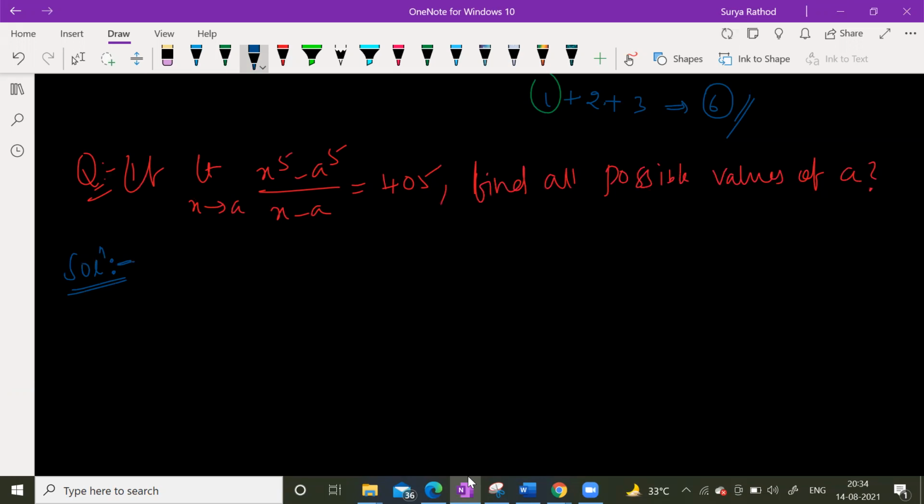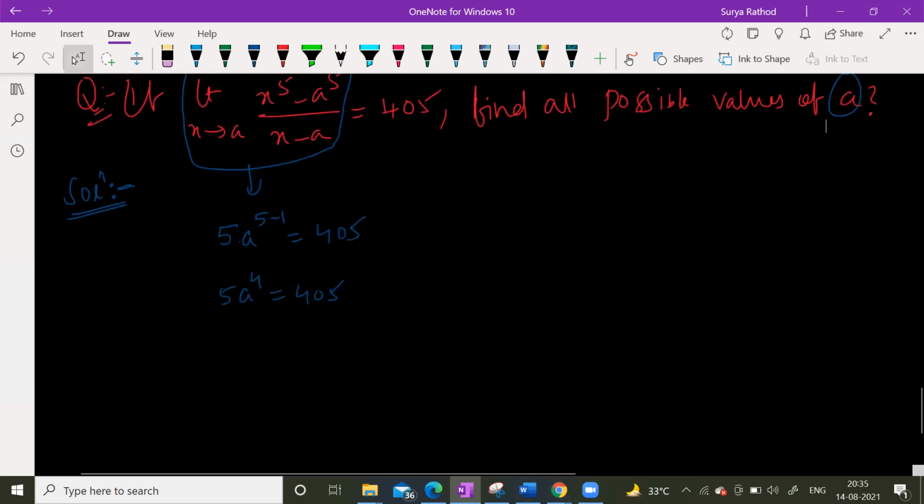So look at this. How can I find? This is the standard limit formula, isn't it? It is looking like the standard form. So what is the formula now? What is n here? 5 into a to the power of 5 minus 1 is equal to 405. So 5 a to the power of 4 is equal to 405. He's asking to find all the possible values of a.